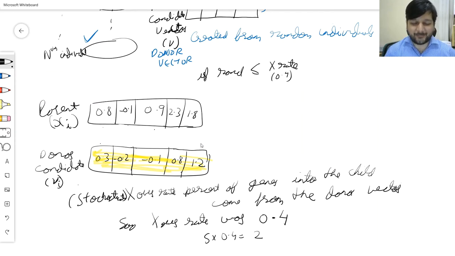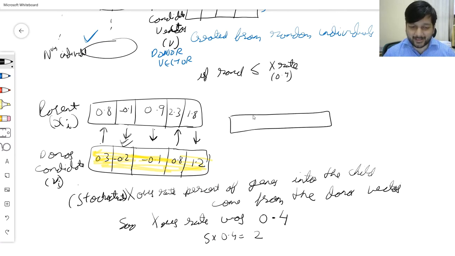So let's select one randomly. Let's say this one is selected randomly. So I say this one has to come from the donor vector, so down. For the rest, if it's less than 0.4, it will be down, otherwise it'll be up. So it wasn't less than 0.4, it was less than 0.4, it wasn't less than 0.4, it was less than 0.4.